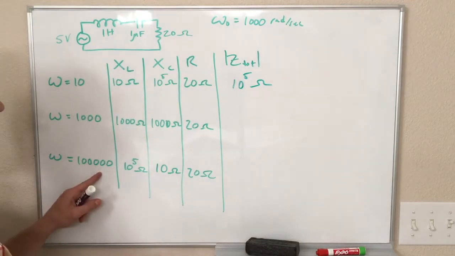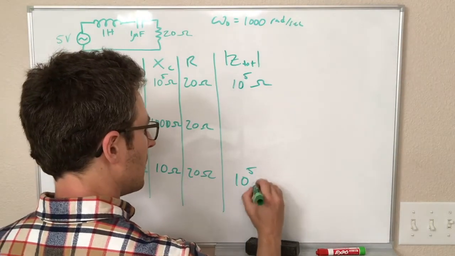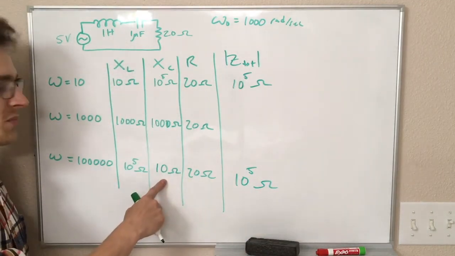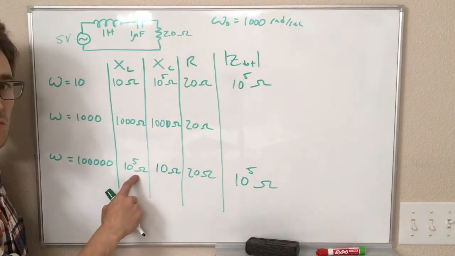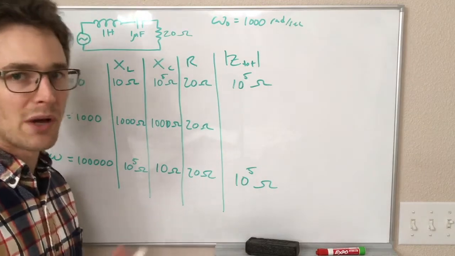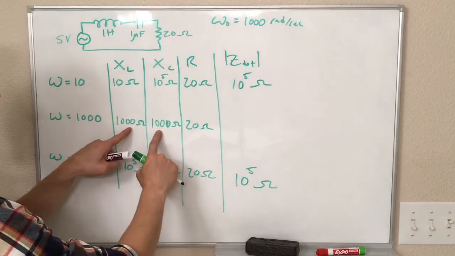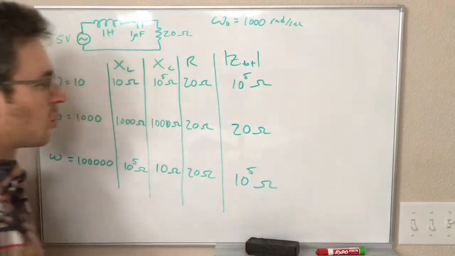For omega equals 100,000, the math here actually works exactly the same. We get the same 10 to the fifth ohms. Here it's not the capacitor doing that though, it's the inductor. The inductor impedance is the part that is dominating. The capacitor and the resistor are the ones that might as well not be there. And here, these two are exactly canceling out, which leaves us just with a resistance of 20 ohms.